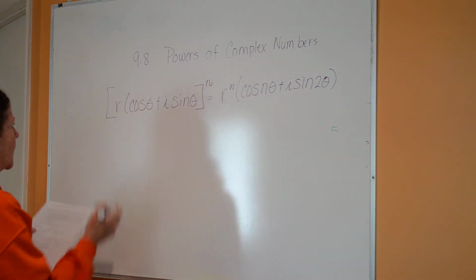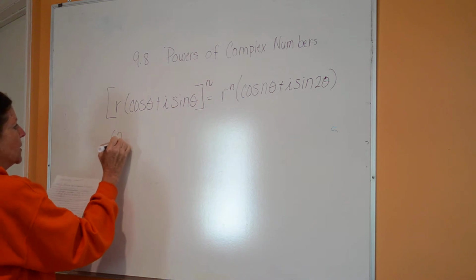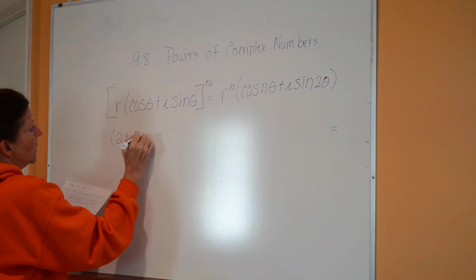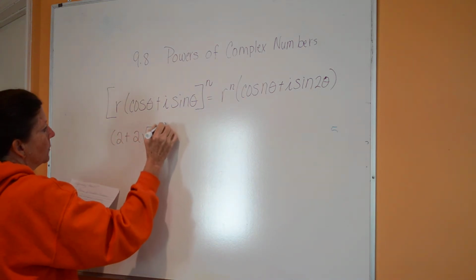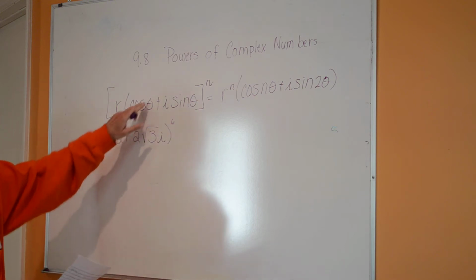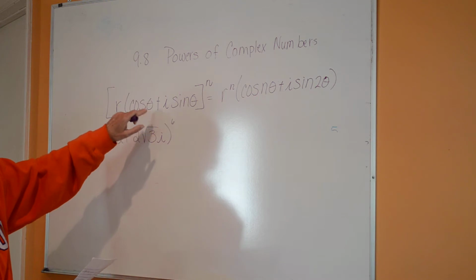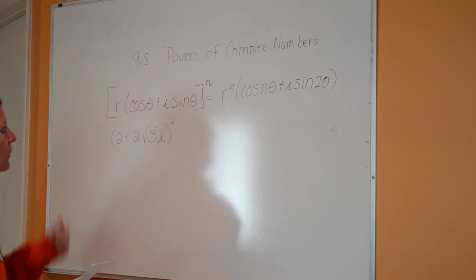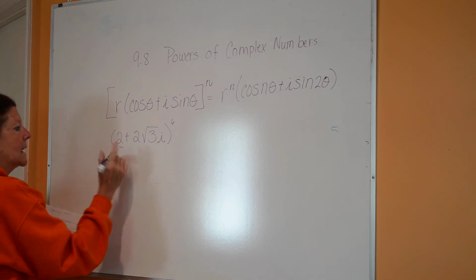So here's an example. You've got 2 plus 2 square root of 3 i, and that's to the 6th power. Well, that's not in that polar complex form. The first thing you have to do is put it into that form. So I'm going to take this.